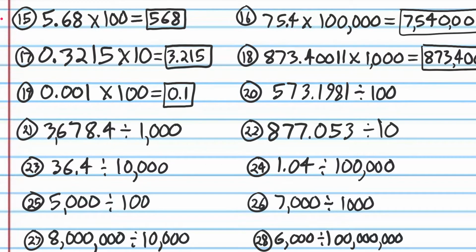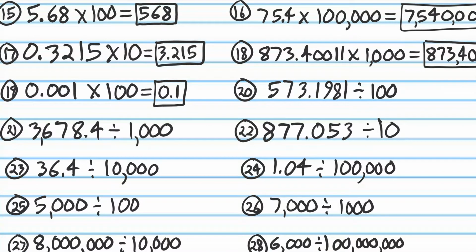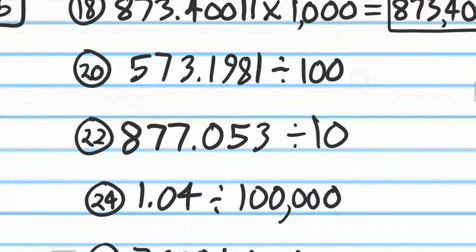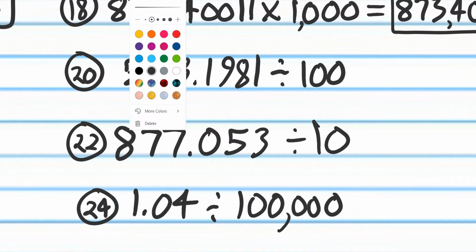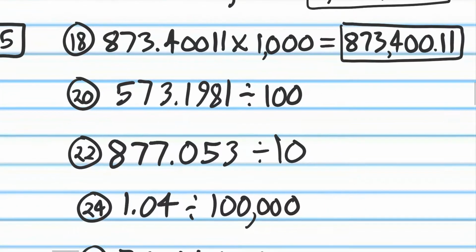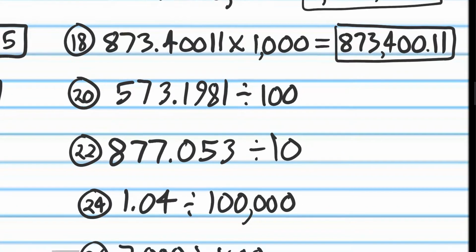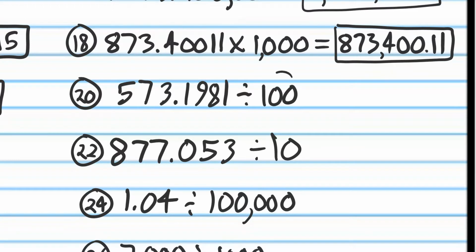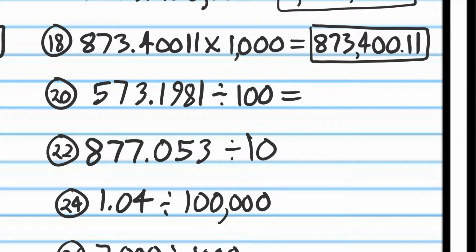So when you divide by 10, that's just the opposite of multiplication. So instead of moving the decimal a certain number of places to the right, we move it to the left. And the number, again, doesn't change. So here we're dividing by 100, which has 2 zeros. So we move it 2 places. We move the decimal 2 places to the left. So we get 5.731981.